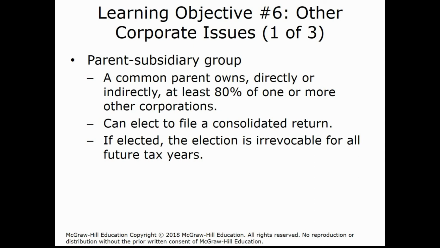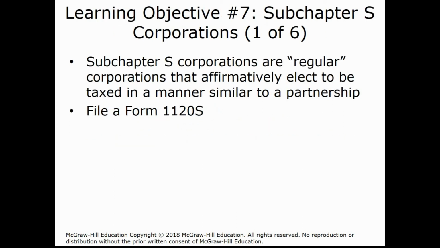So what's unique about these C corporations or large corporations is that they can obtain subsidiaries, buy subsidiaries, as long as they control at least 80% of the other corporations. And then they can elect to file a consolidated return, that is to say the parent and all subsidiaries can report on one income tax return. Once they make this election, it is irrevocable. They must continue to do so.